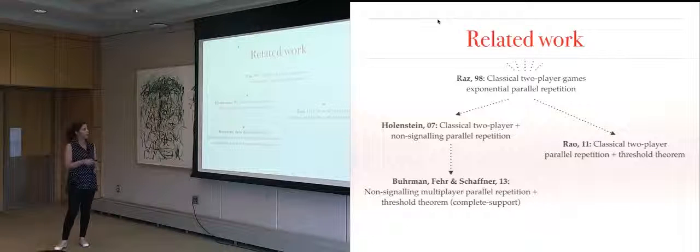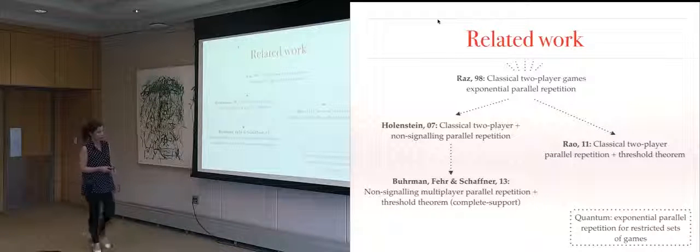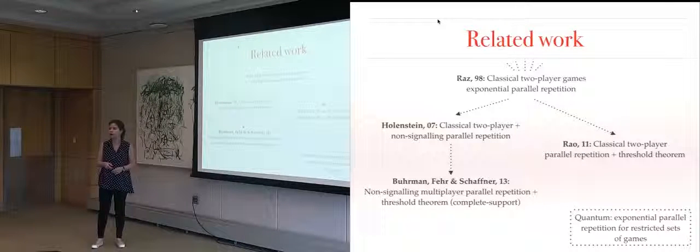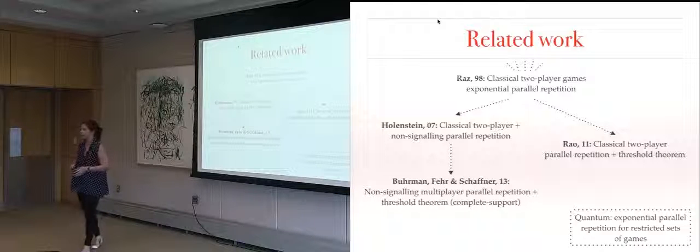All of these works in the non-signaling and classical case basically follow this kind of approach. In the classical case, there are also a bit different works, but these are the main things. Maybe just a word about the quantum case. In the quantum case, there are also many recent works, but we don't have yet a general proof for parallel repetition in the quantum case. So we have only proofs for a specific type of games.